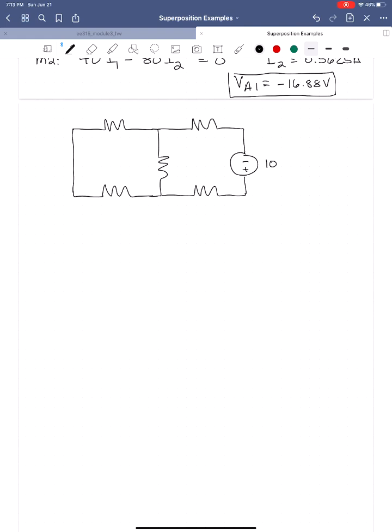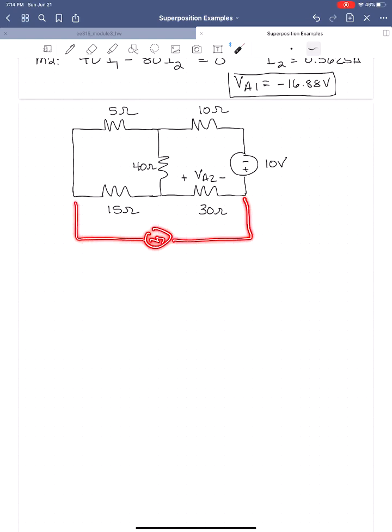So we have 10 volts, we have 10 ohms, we have 30 ohms, we have 40 ohms, we have 5 ohms, and we have 15 ohms. And we're going to be solving now for VA2, the second part of the voltage VA, that's a function of just the 10 volt source. Remember that current source is still, so we have a current source here and we've opened that up, so it's not there. It's off.